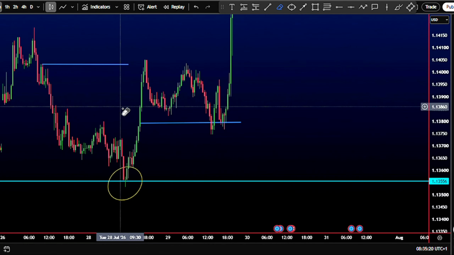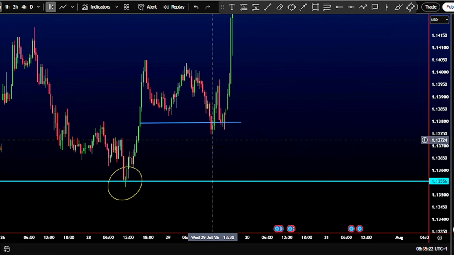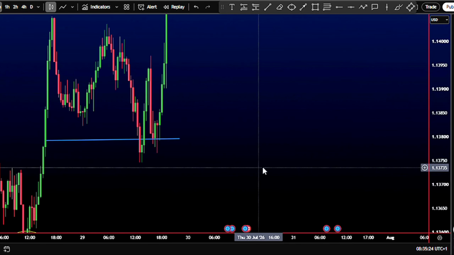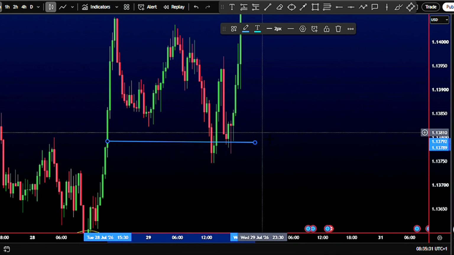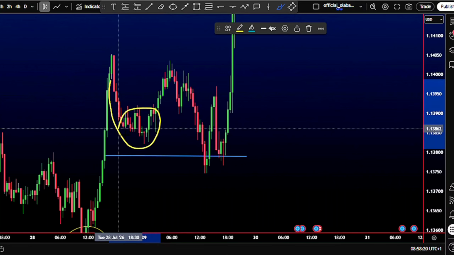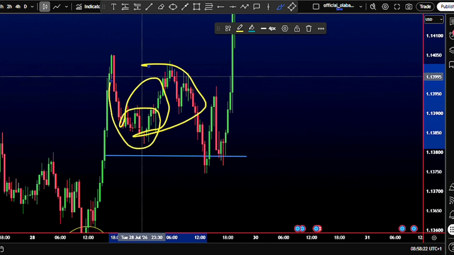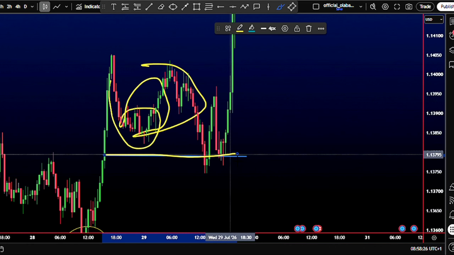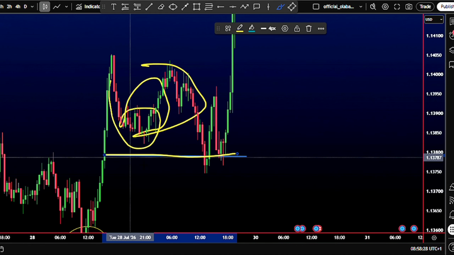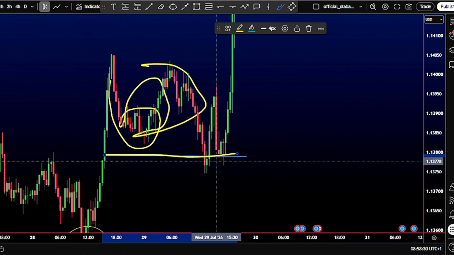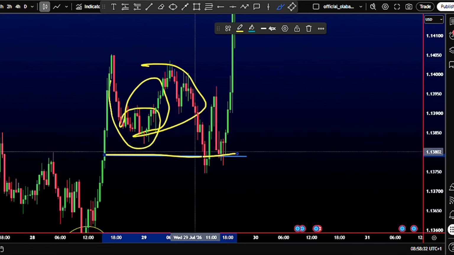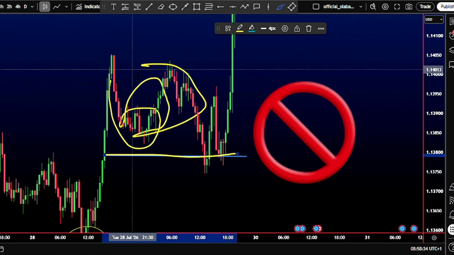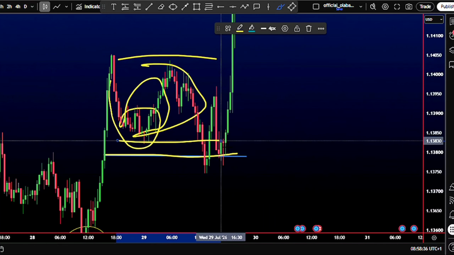Let me just delete this very fast. So this is what we want to buy from. This place is what we want to buy from. One thing you have to know is that whatever the price is doing from here, provided it hasn't gotten to your 50% level, your equilibrium, your premium or discounted level, you have no business with whatever is going on here. That's just one thing you need to know.